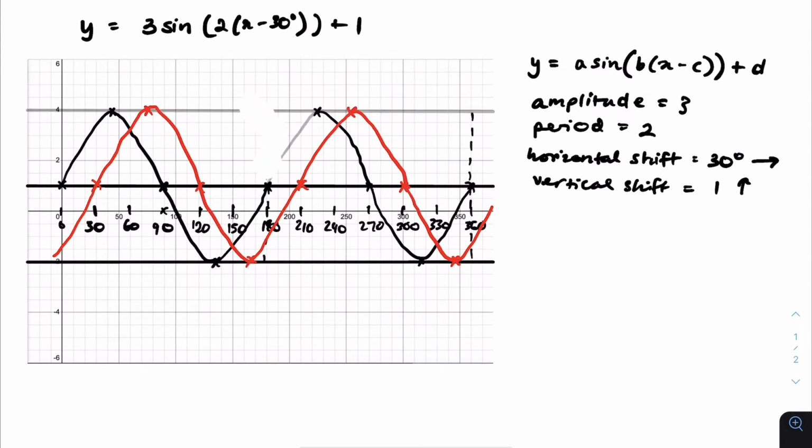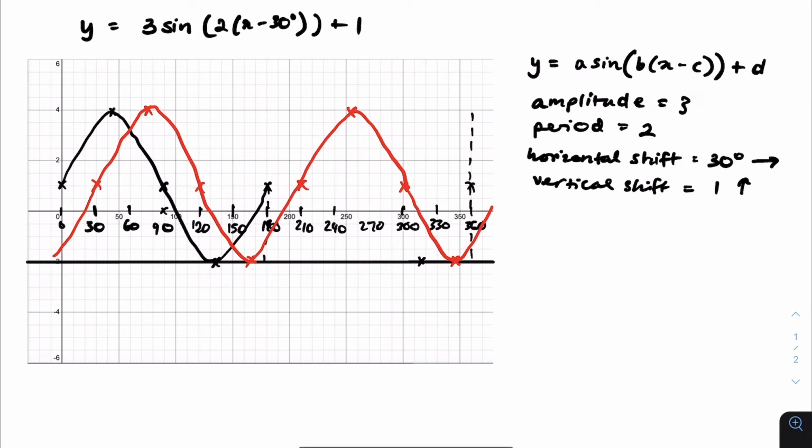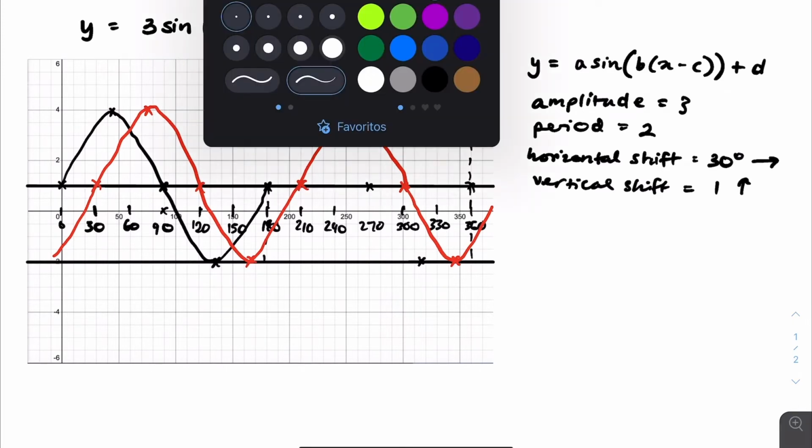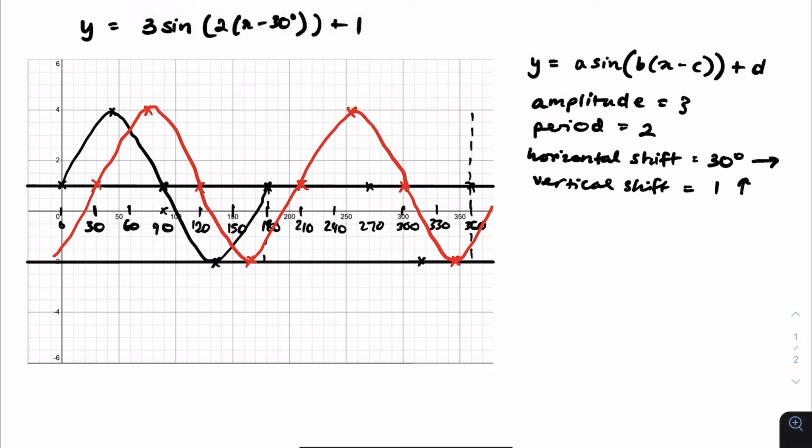So let me just erase everything else here. Oops. I'll leave the principal axis on there. 270. But let me just erase the other function, the black function. So it would look something like this. Yeah, you get the idea. This red function is 3 sine 2x minus 30 plus 1.